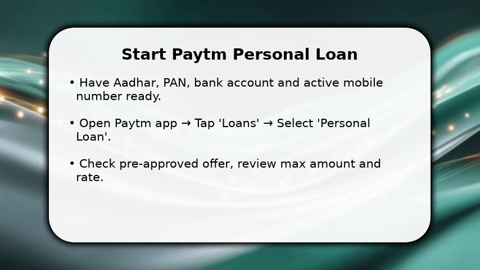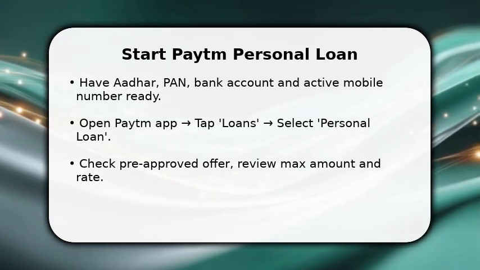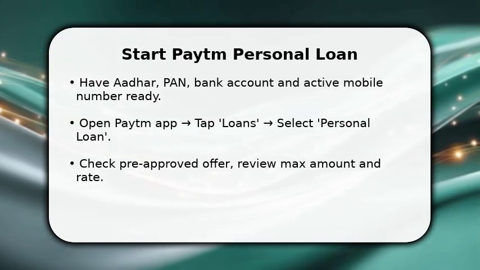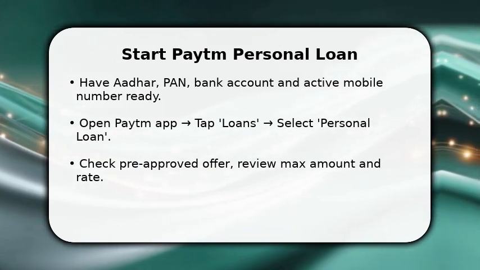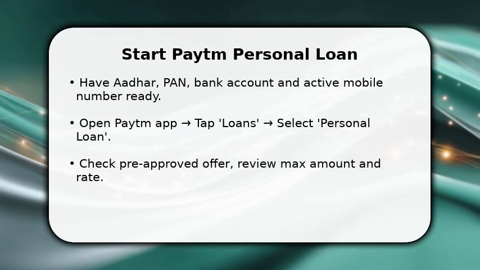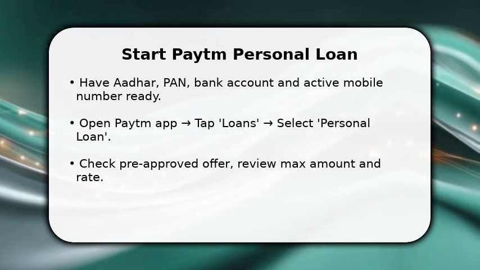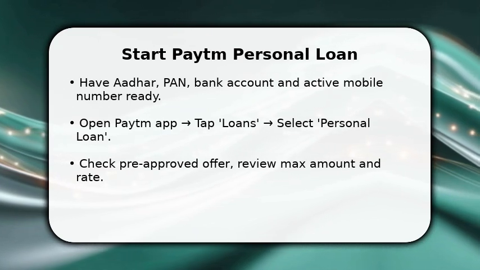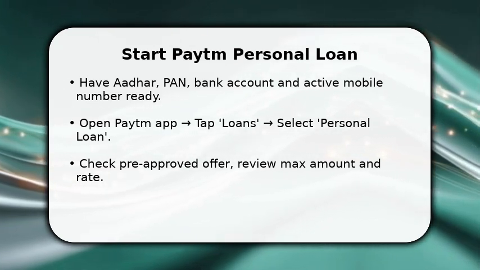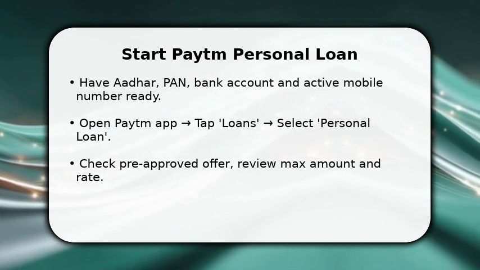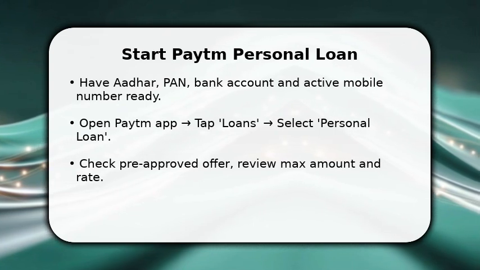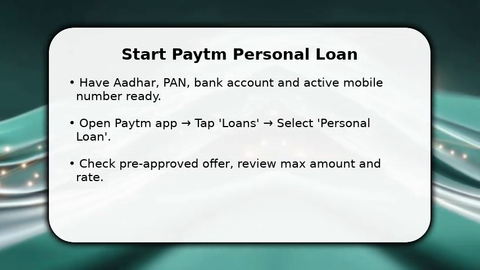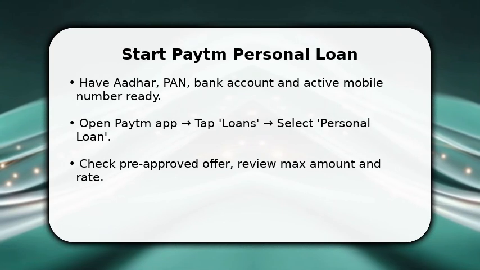You begin by opening the Paytm app and going straight to loans. This saves time. Tap Personal Loan and see if you have a pre-approved offer. This determines fast approval. Make sure your Aadhaar and PAN are linked to your account and your bank account and mobile are active. Once done, note the offered amount, tenure options, and interest rate. You proceed only if numbers fit your needs. Otherwise, adjust tenure or skip additional add-ons to lower EMI before moving on to apply.